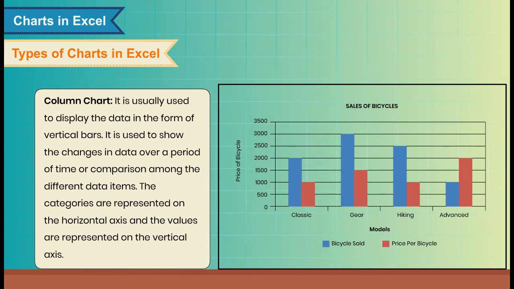Column chart. It is usually used to display the data in the form of vertical bars. It is used to show the changes in data over a period of time or comparison among the different data items. The categories are represented on the horizontal axis and the values are represented on the vertical axis.